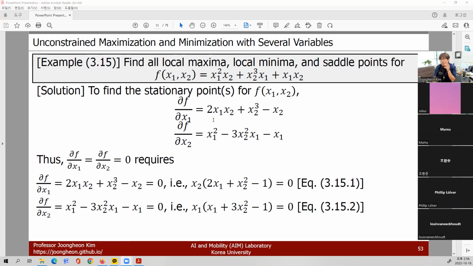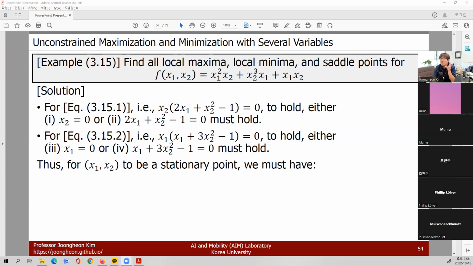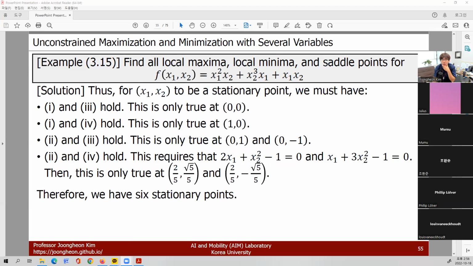But you have to satisfy that this should be 0 and this should be 0. That's why 1 and 3 should be satisfied, 1 and 4 should be satisfied, or 2 and 3 should be satisfied, or 2 and 4 should be satisfied. You have these kinds of 4 different combinations. That's why 1 and 3 should be satisfied, 1 and 4 should be satisfied, 2 and 3 should be satisfied, 2 and 4 should be satisfied.